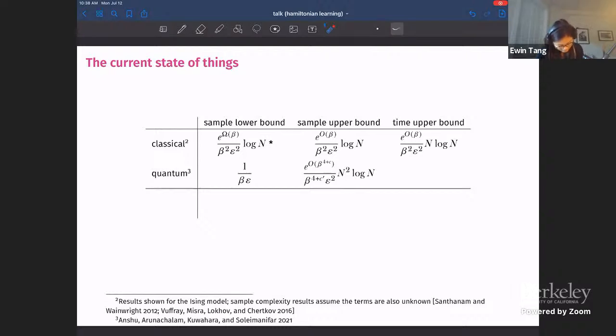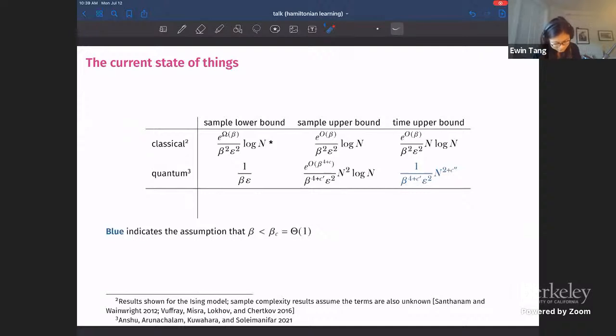There's a recent work by these 4 authors here, in Nature Physics, that tackles this problem in the quantum setting, and provides a sample complexity upper bound and lower bound, which I've given here. And they don't give a time complexity upper bound, so it's not known whether you can solve Hamiltonian learning in polynomial time in general. But they do assert an algorithm that runs if you assume that beta is bounded. So this is the high temperature regime.